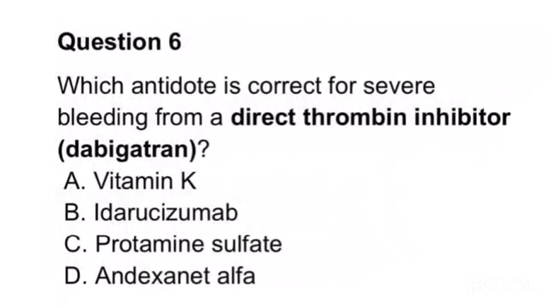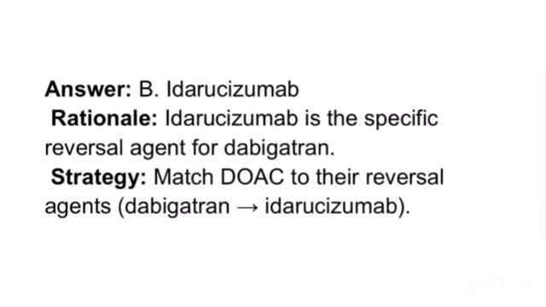Question 6. Which antidote is correct for severe bleeding from a direct thrombin inhibitor, dabigatran? A. Vitamin K. B. Idarucizumab. C. Protamine sulfate. D. Andexanet alfa. Answer: B. Idarucizumab. Rationale: idarucizumab is the specific reversal agent for dabigatran. Strategy: match DOACs to their reversal agents, dabigatran to idarucizumab.